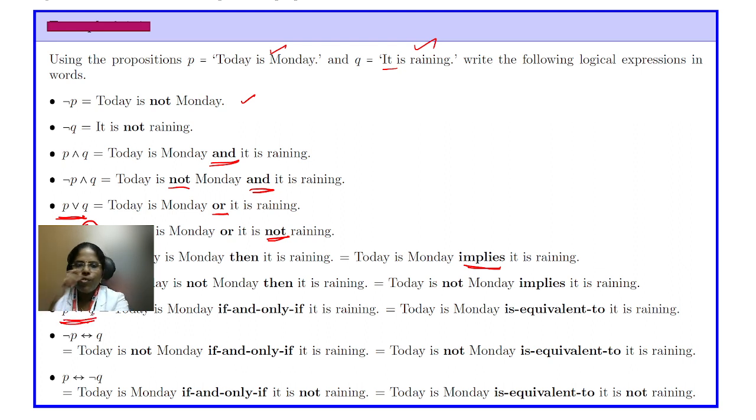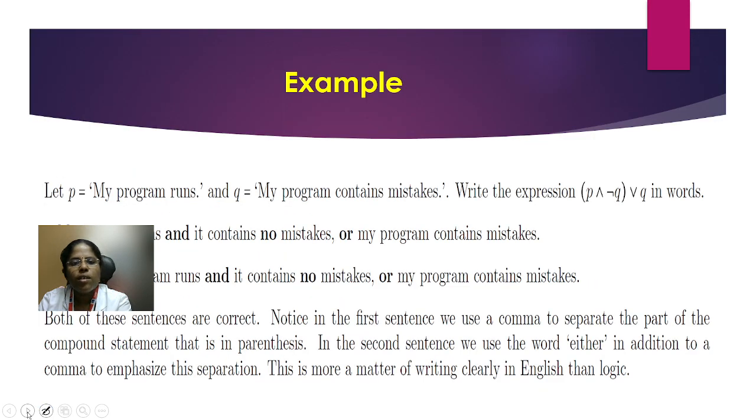If and only if: today is Monday if and only if it is raining. Today is not Monday if and only if it is raining. Here, today is Monday if and only if it is not raining. Okay, I hope you can understand all the connectives well.